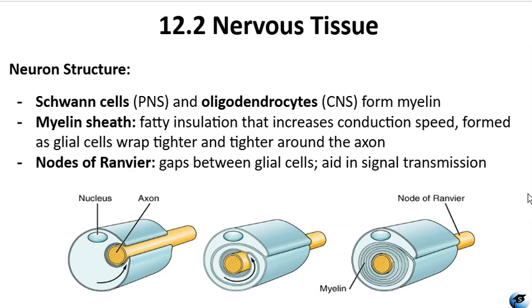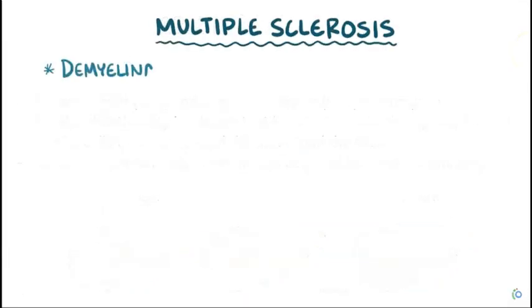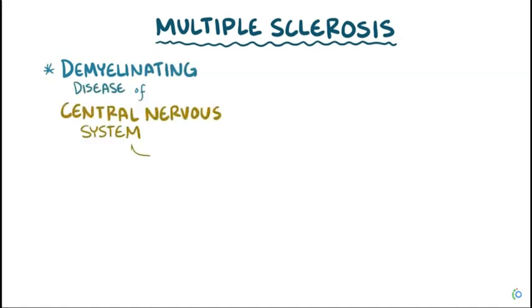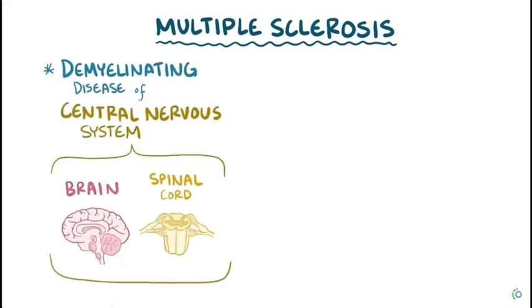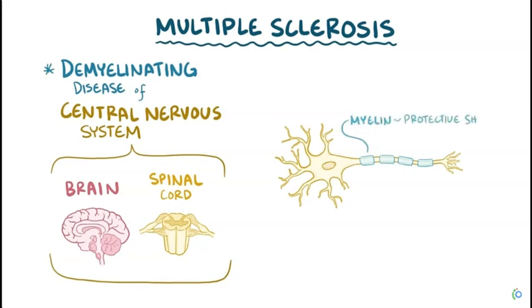Nodes of Ranvier are the gaps between segments of the myelin sheath, and these help propagate the action potential along the axon. Loss or damage of myelin, known as demyelination, is associated with disorders such as multiple sclerosis. Multiple sclerosis is a demyelinating disease of the central nervous system, which includes the brain and the spinal cord. Myelin is the protective sheath that surrounds the axon of neurons, allowing them to quickly send electrical impulses.